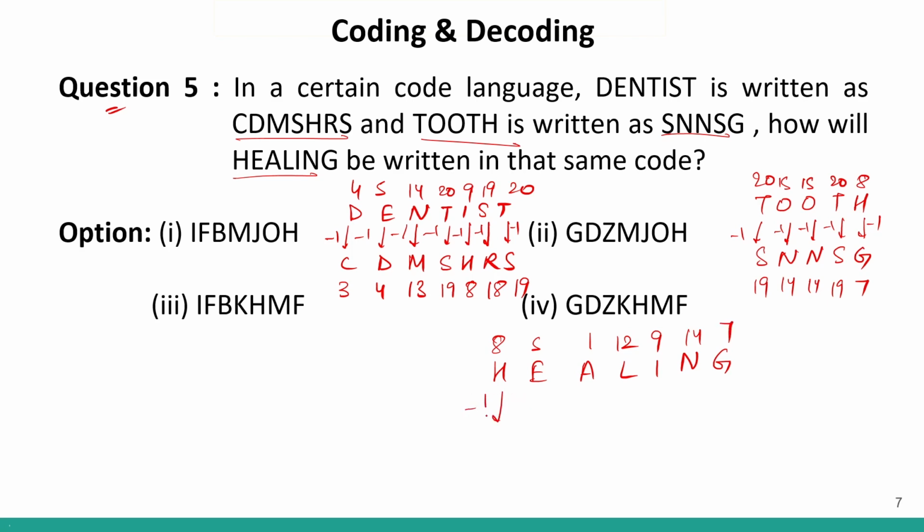So if I do minus 1, I'll get 7, which is G. If I do minus 1, I'll get 4, which is D. If I do minus 1, I will get 26 because there is no code for 0. If I do minus 1, going back to loop, I will get Z. Correct? If I do minus 1, I will go back to 11, which is K.